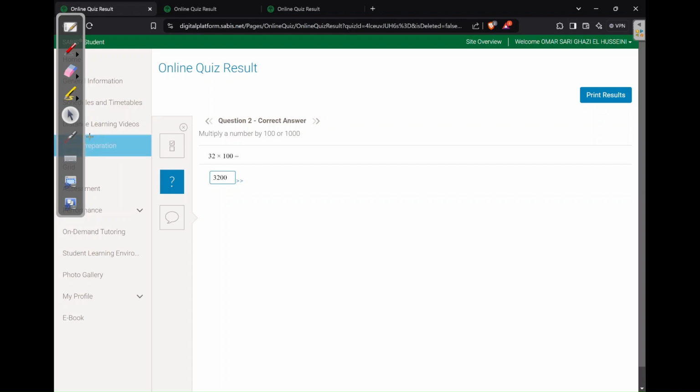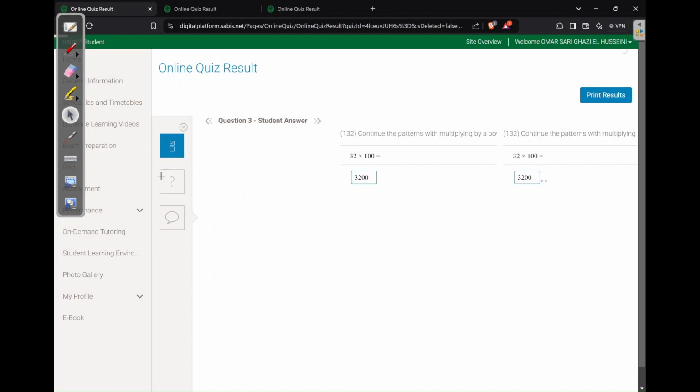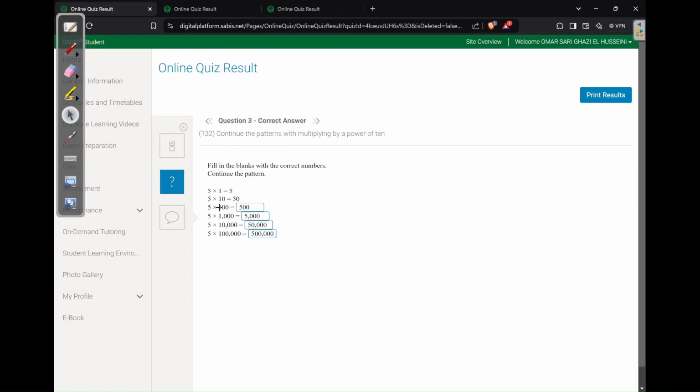Question 2. 32 times 100. This section is just like the starter, the first question. It's the exact same thing. 32 times 1 is 32, and then we add the last two zeros at the end.